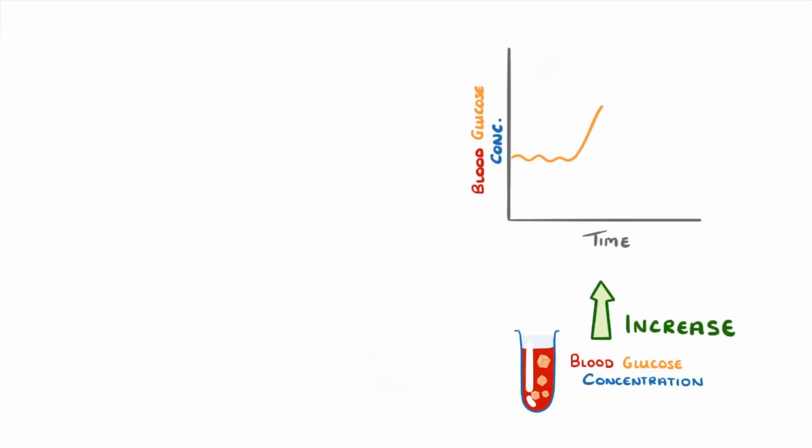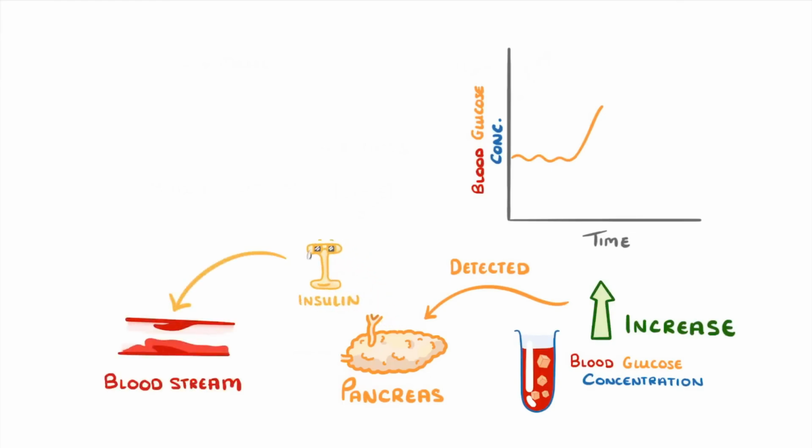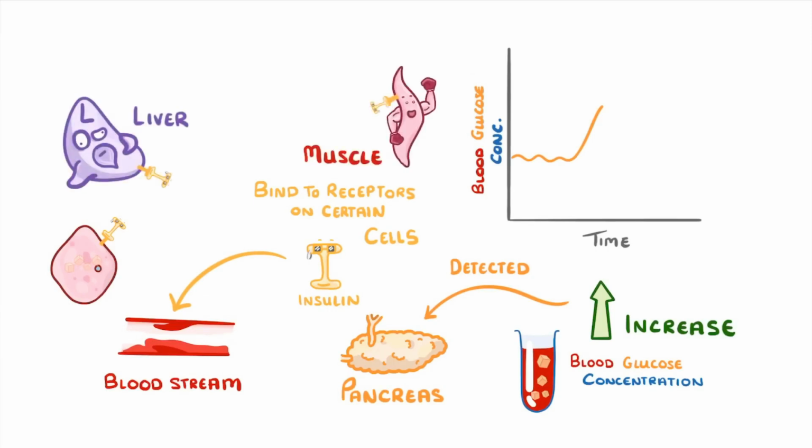This rise in glucose levels will be detected by your pancreas, which is an organ that sits just behind the stomach, and in response, it will release a hormone called insulin into your bloodstream. As it's travelling around the body, the insulin will bind to receptors on certain cells, which tells those cells to take in some of the glucose that's floating around in your blood. This happens in loads of different cells, but most important are liver and muscle cells.